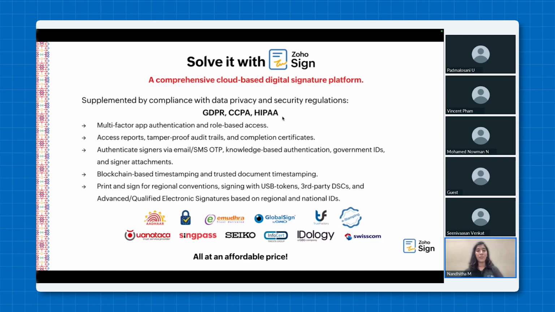You can also print and sign for regional conventions, sign using USB tokens or with third party digital signature certificates, and also adopt advanced or qualified electronic signatures based on your regional and national IDs. And we use all of these trust service providers that are mentioned here to provide these features for you at an affordable price.